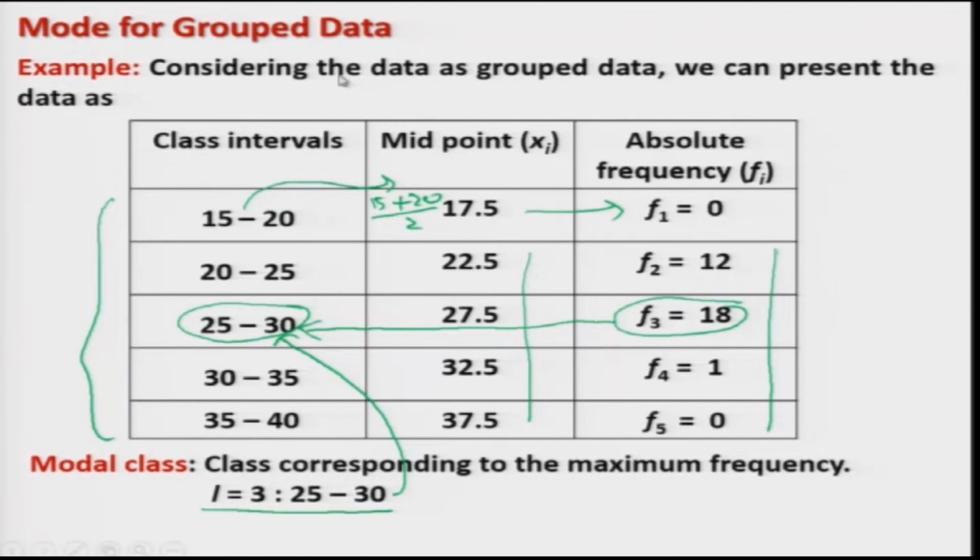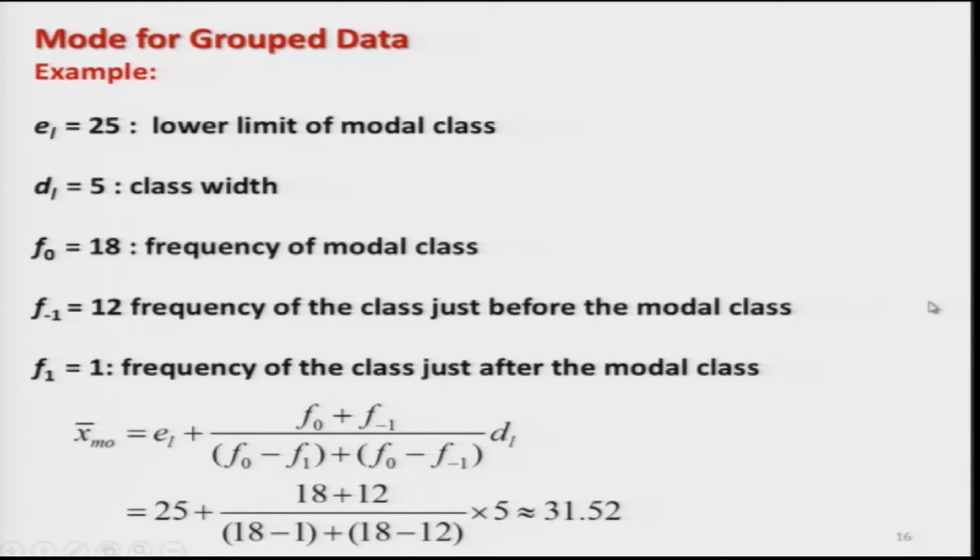Now, based on that, you can see here the frequency of the modal class is what we had denoted as f0, this is 18, and the frequency just before the modal class, which is f minus 1 as per our notation, is 12, and the frequency just after the modal class, which is denoted as f1, is equal to 1. So, substituting these values we will find the value of the mode from the given expression.